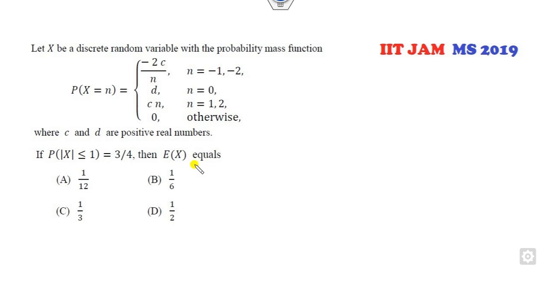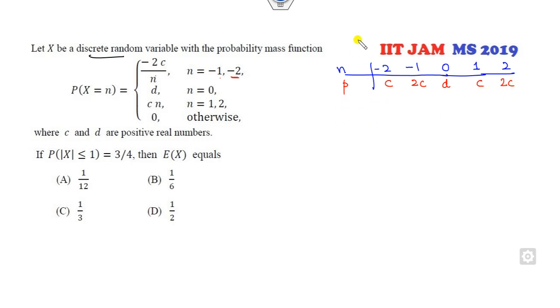Look at this one. So this is a discrete case. Whenever you have a discrete distribution, you can write it in a table. N is minus 2, minus 1, 0, 1 and 2. What is the probability? When it is minus 2, this is C. When it is minus 1, it is twice of C. This is D, this is Cn, and this is 2C.